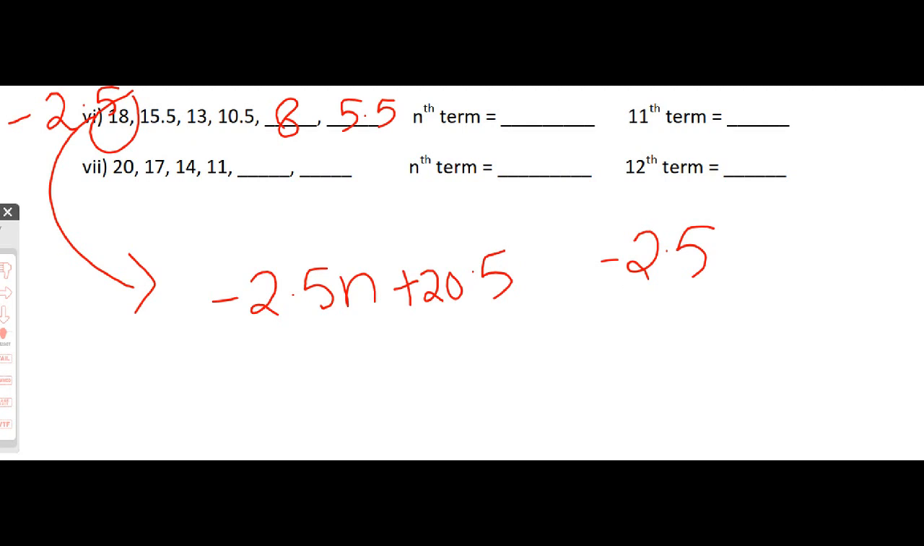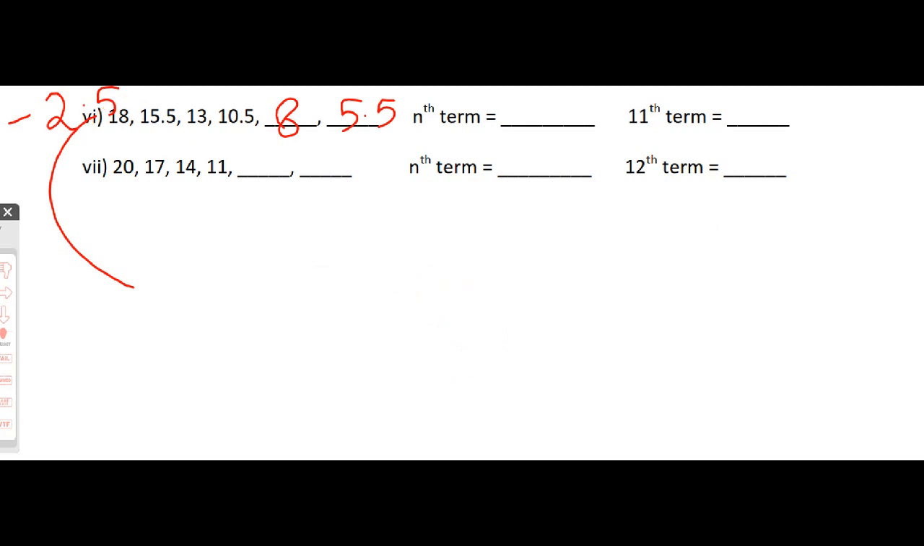Or you may just use the formula, which was a plus d times n minus 1. So 18 plus d, where d was minus 2.5. So I'll write minus 2.5 bracket n minus 1. When you open and simplify, you'll still get this. So the nth term is minus 2.5n plus 20.5.